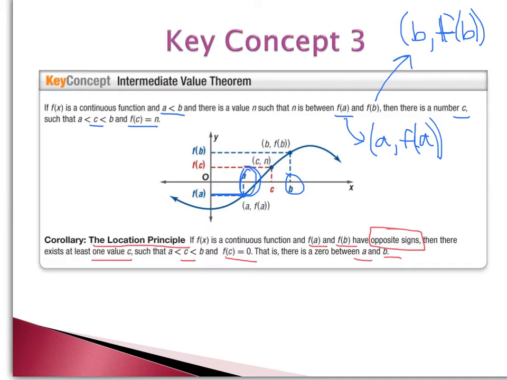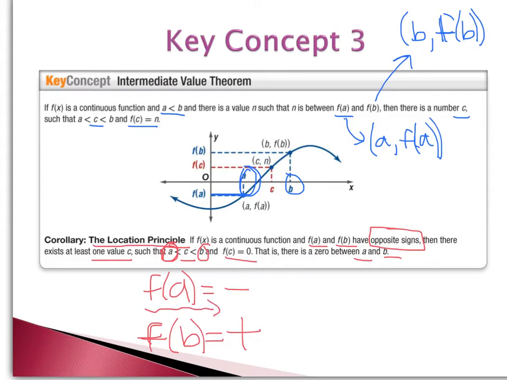So what they're saying here is that if you know that an x value of a produces a negative y-coordinate, meaning f of a is negative, and I know f of b is positive, where b is my input and f of b is my y-coordinate, then somewhere in between these two values there has to be a 0, because we're switching from a negative y-coordinate to a positive y-coordinate, so we're going to have to pass 0 on the way.